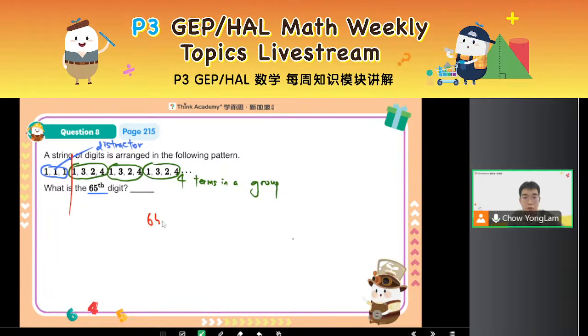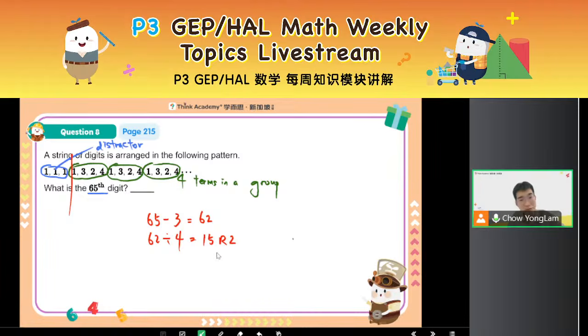So instead of doing 65 divided by 4 right away, I need to minus 3 first. Get rid of the distractors, right? 65 minus 3 equals 62. Then only I realize, this 62 is the number of terms in the repeating pattern. And I can safely divide it by 4. That will be equal to 15 remainder 2.